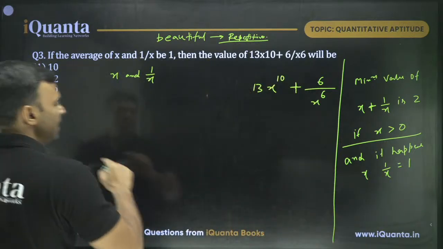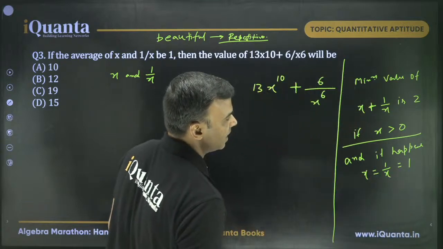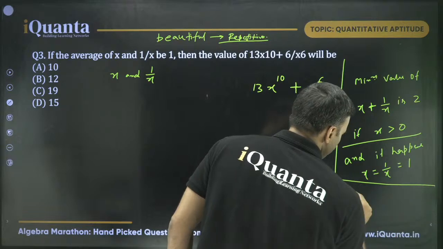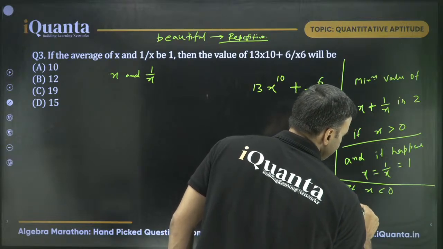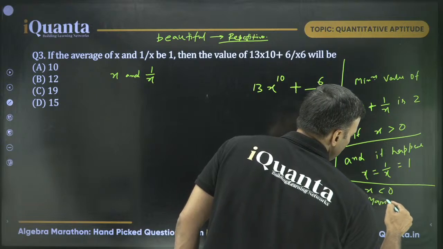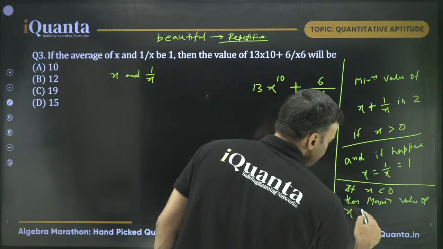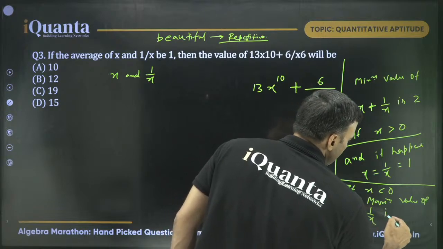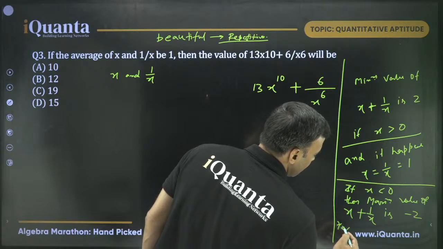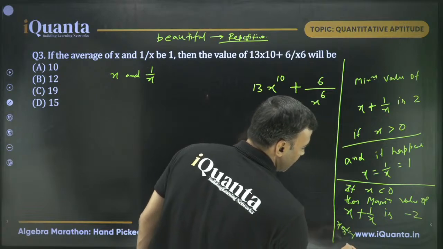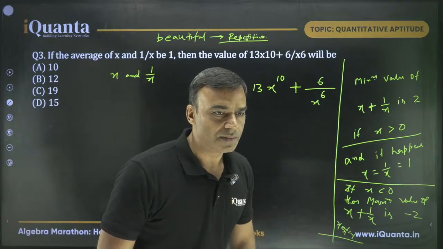I also have a feeling that you guys have studied this, right? The second part is that if x is negative, then the maximum value of x plus 1 by x is minus 2. And that happens when both x and 1 by x are equal to minus 1. Please confirm if you are able to see both and able to write both.